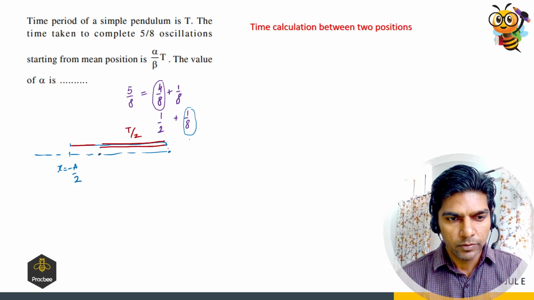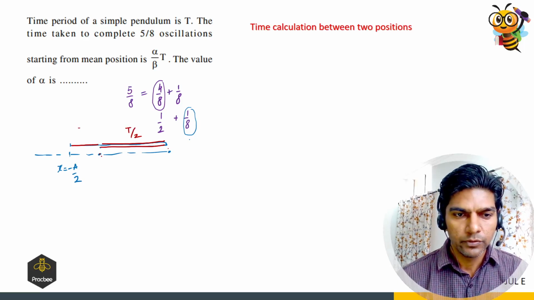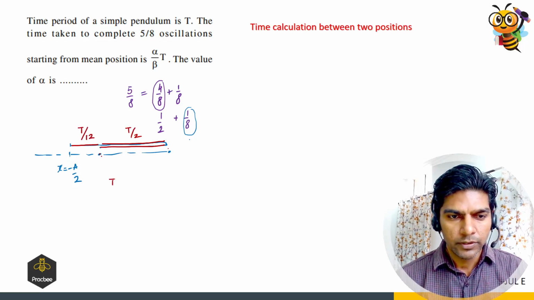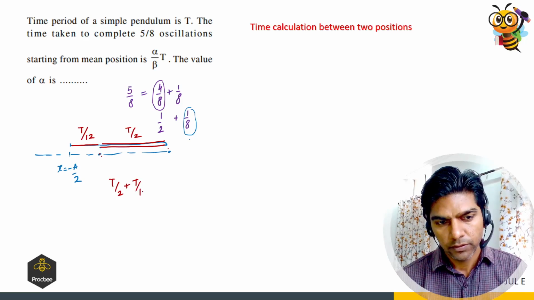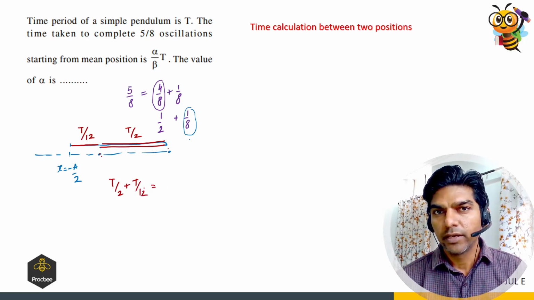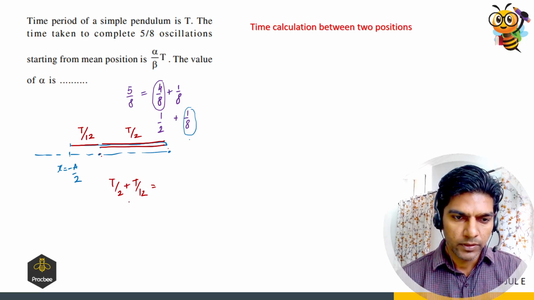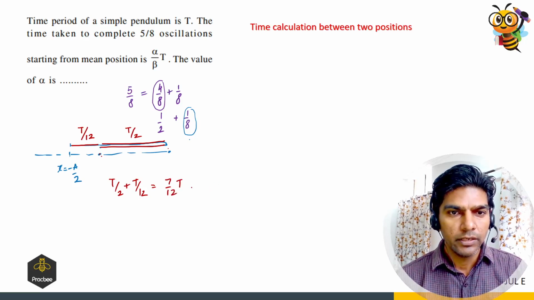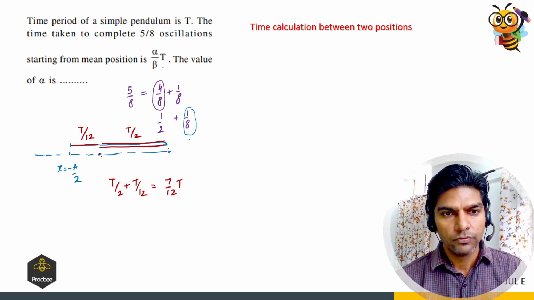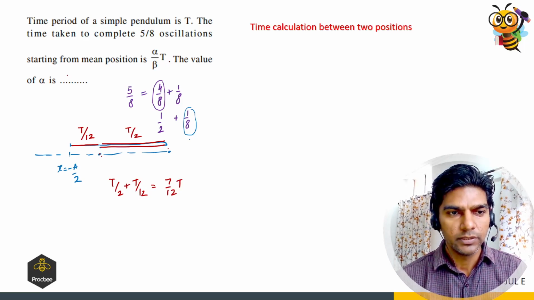And this time, from mean position to minus A by 2, is T by 12. So T by 2 plus T by 12 will be the time taken by the particle to have 5/8 oscillation. So this will be 7 by 12 T, and we have to find the value of alpha. So alpha is nothing but 7 and beta is nothing but 12. So 7 is the answer.